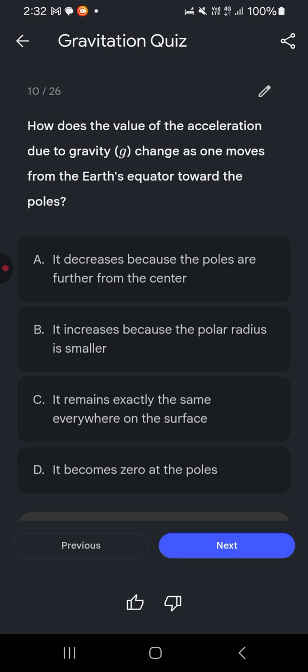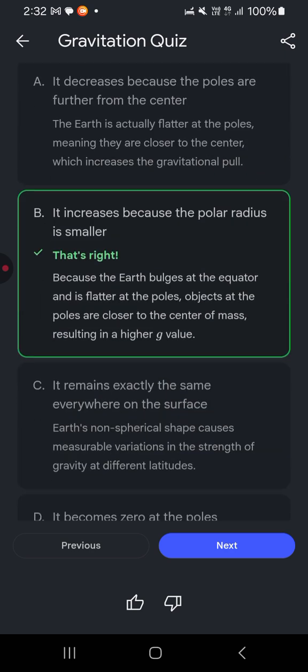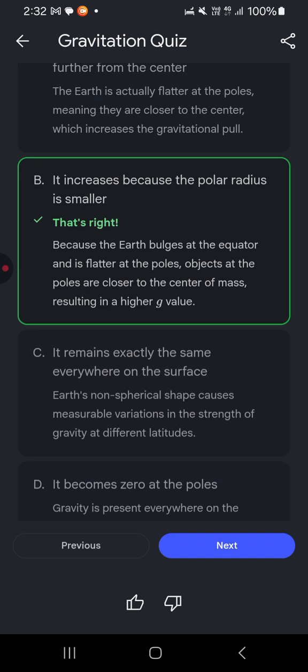How does the value of the acceleration due to gravity change as one moves from Earth's equator towards the poles? Correct answer will be B. It increases because the polar radius is smaller. The reason is because the Earth bulges at the equator and is flatter at the poles. Objects at the poles are closer to the center of mass, resulting in a higher small g, that is gravitational force value.